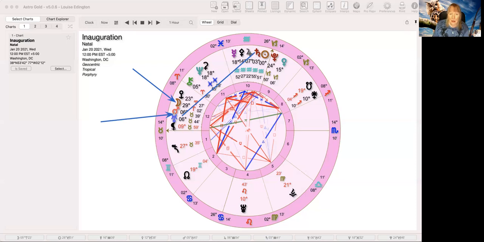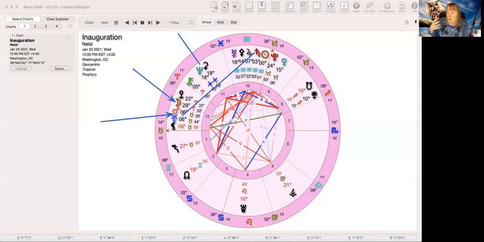Also, another point to mention is that Ceres is very close to an exact conjunction with Neptune, and Ceres and Neptune are both to do with loss, fear, that nebulous kind of fear, the fear of the unknown, also confusion. Ceres is very much about grief and loss. And in Pisces, that's collective. It feels like a lot of collective grief.